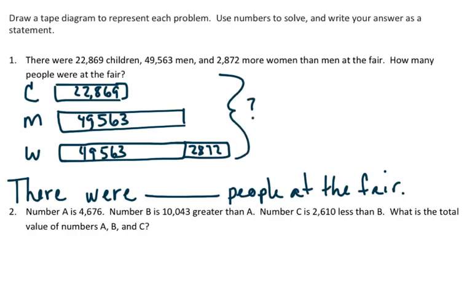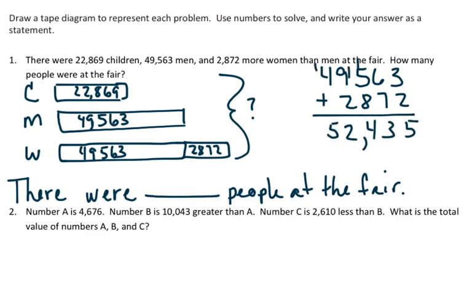Okay? So the first thing that I'm going to do is find out how many women we have. So I'm going to take 49,563 and add 2,872. And when I do that, I have a sum of 52,435. So I am going to go back to my tape diagram and put that number in. I have 52,435. So now I want to find out how many people are at the fair.